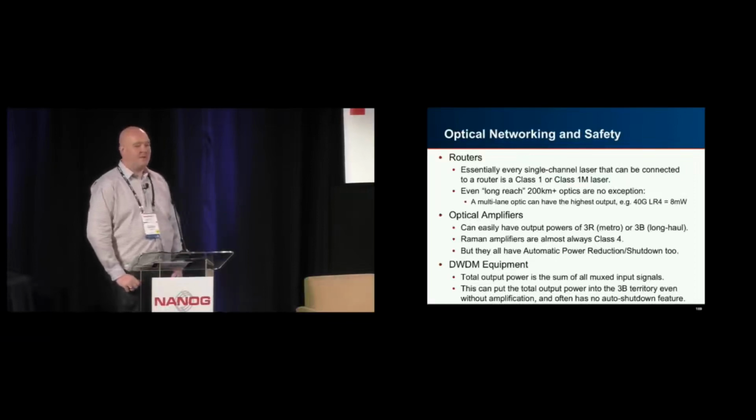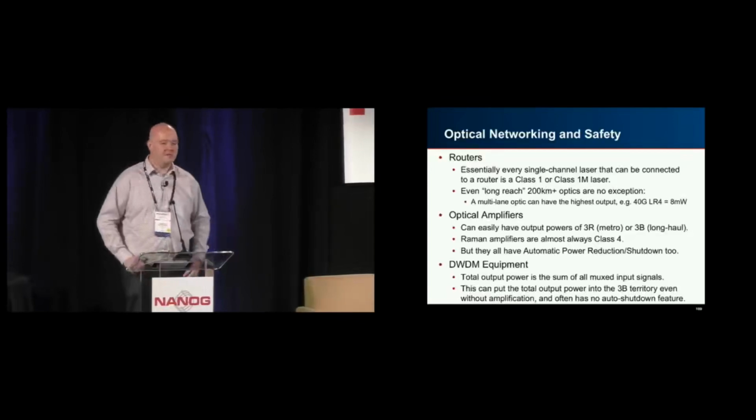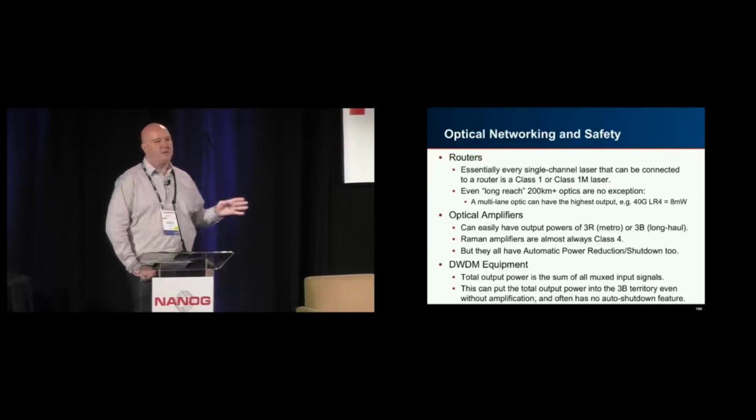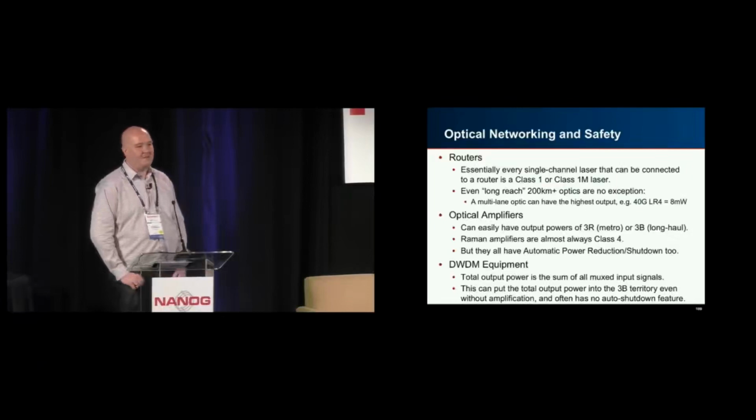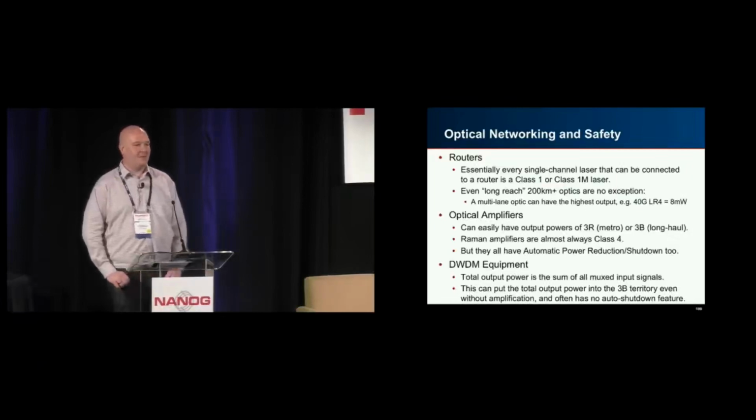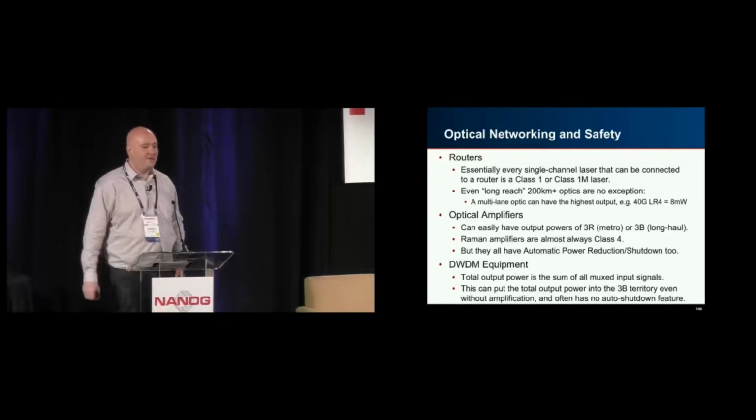Ironically, probably the closest thing that comes close to being outside of class 1 and potentially able to cause damage is a 40 gig LR4. This is something that's centered around 1300 nanometers. It actually has 4 parallel lanes. So in a 4-lane optic centered around here, you can actually be really close to 8 milliwatts. So a 10 kilometer optic, something that you wouldn't think would be especially dangerous, is actually the worst thing that you're able to encounter on a router.